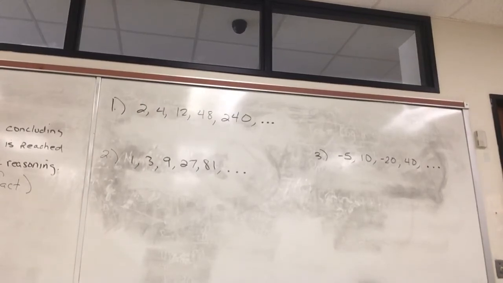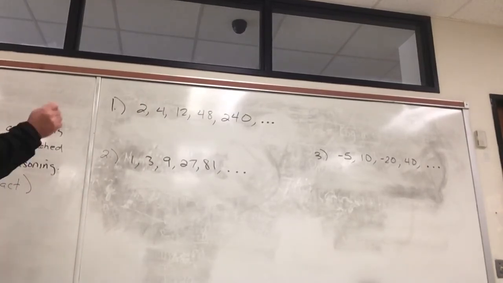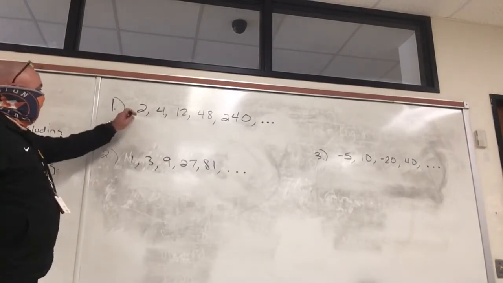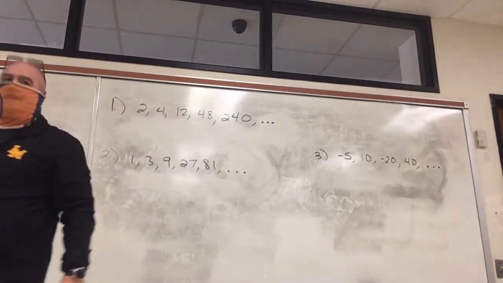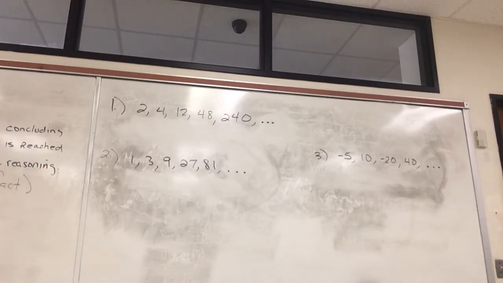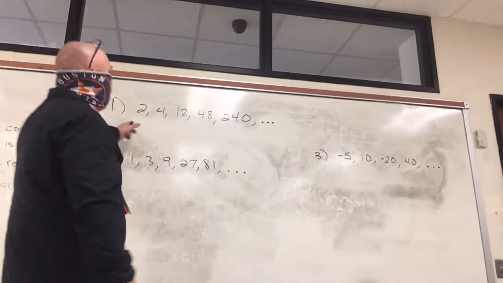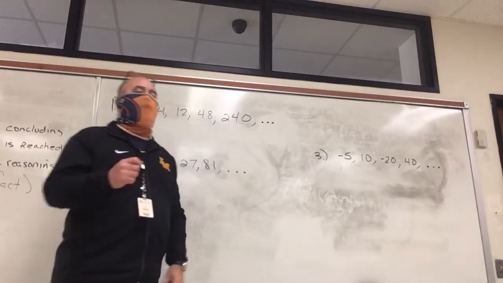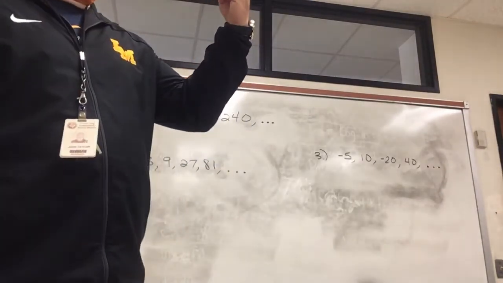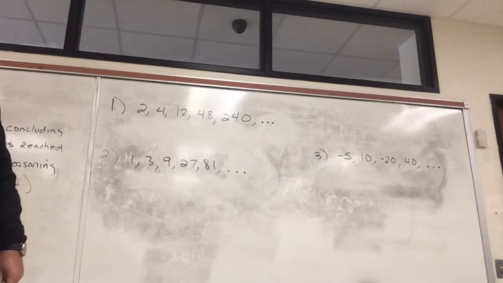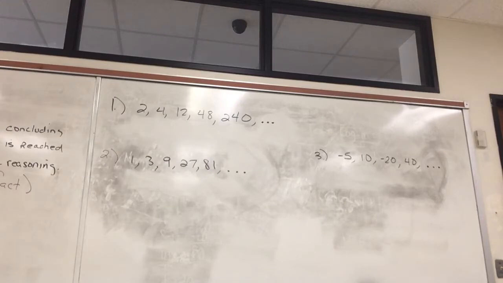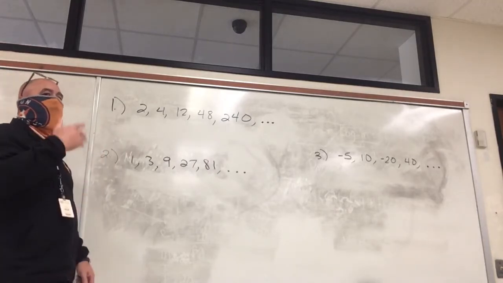Here we go. Let's start with this first example. The numbers given to me are 2, 4, 12, 48, 240. I have to use inductive reasoning to come up with a pattern. My first inductive reasoning is this. Those numbers are growing, aren't they? They are getting larger. So I know right now that I'm not subtracting and I'm not dividing. Because anytime you subtract, what happens to the numbers? They get smaller. Anytime you divide, they get smaller. So I'm either using addition or multiplication.